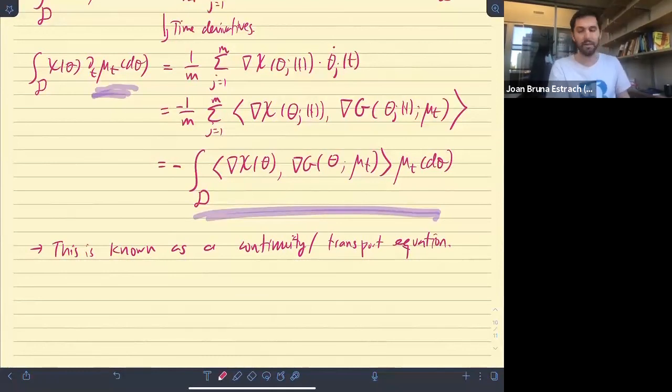Basically, what this reflects is that the probability mass cannot be created or destroyed. It can only be transported. The probability measure is just moving around. So basically, the mass is conserved.